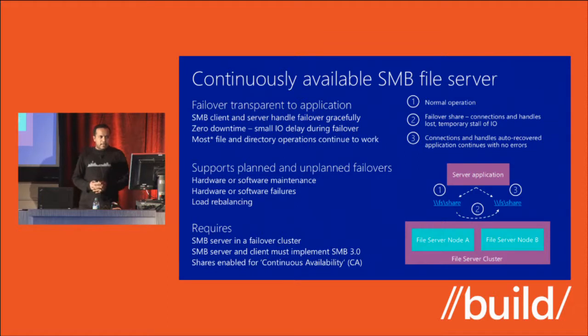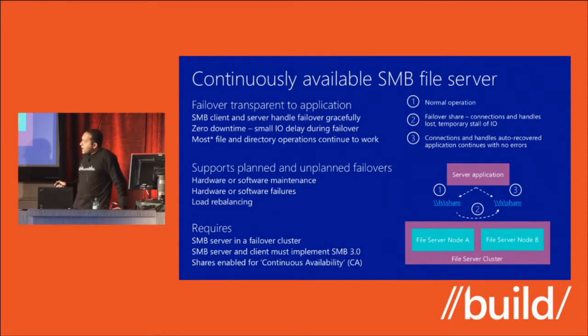So this is kind of an illustration of how a continuously available share works. Both the SMB client, which runs over here, and the SMB server, which is the file server, are both enhanced with the SMB3 protocol. So now they understand all these failure modes, and they are able to reestablish your connections on the new node, and then continue your I/O.